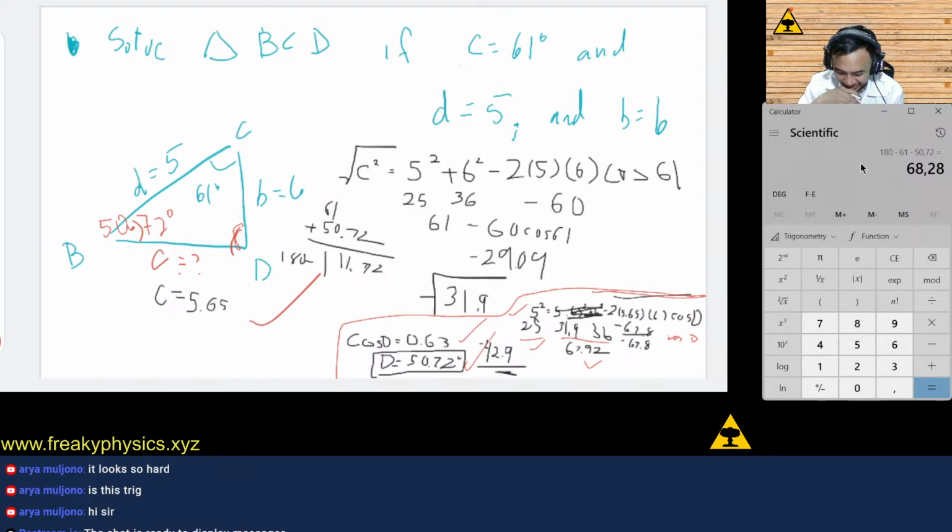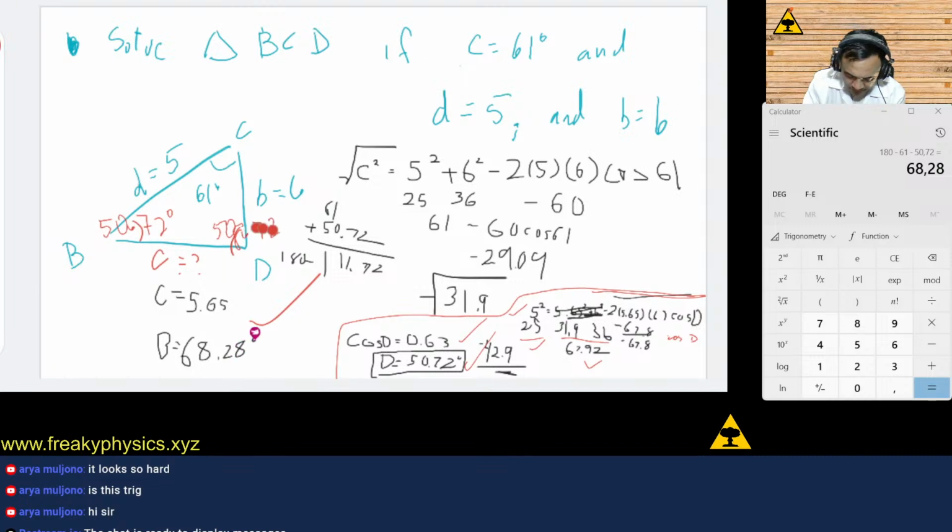I already have it on the calculator. Let's see if you get the same answer. Wait, I thought this was, that's not D. This is B. Hold on. Yeah, so this is the 50.72, right? Yep. So let's remove that. Okay, great. Now, this is 68.28. We have the exact same answer.